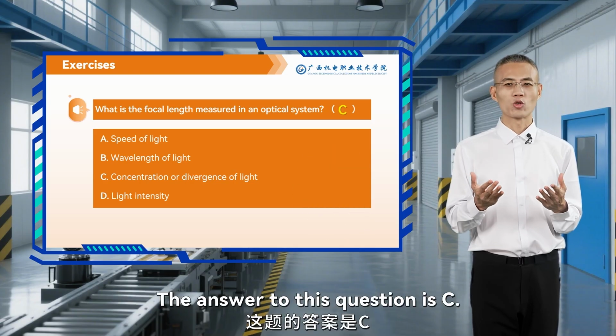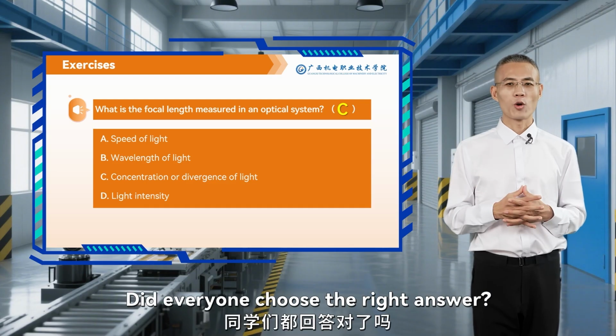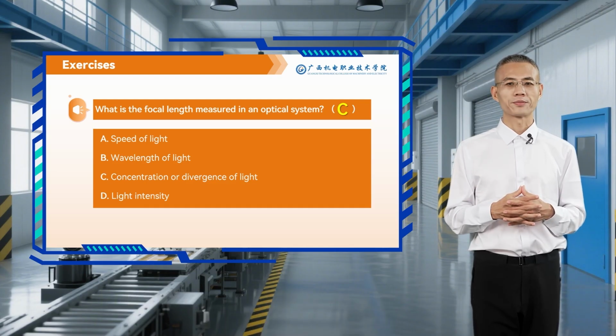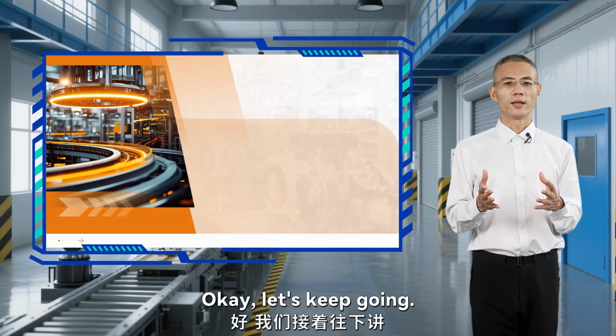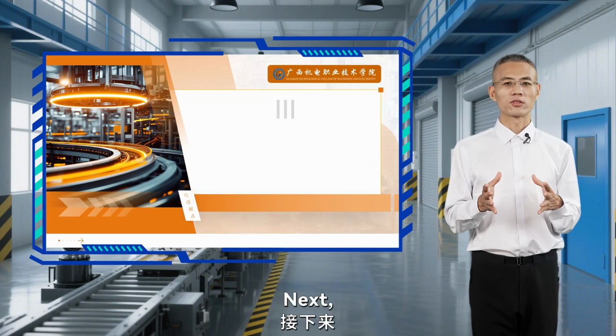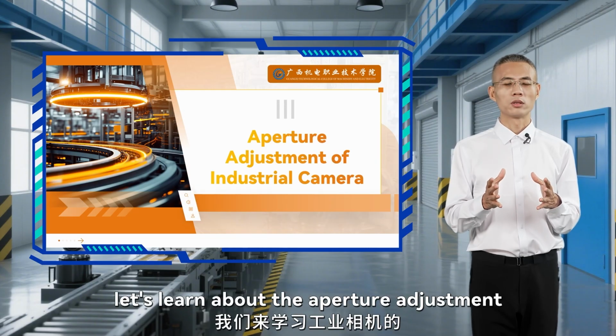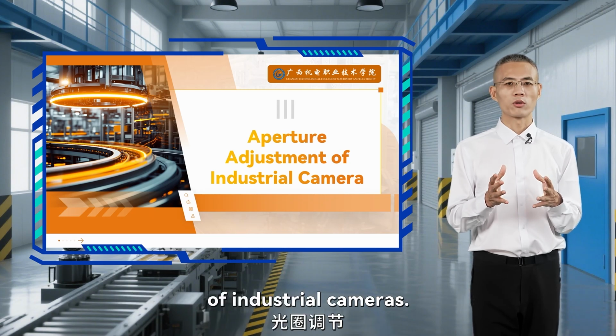The answer to this question is C. Did everyone choose the right answer? Okay, let's keep going. Next, let's learn about the aperture adjustment of industrial cameras.